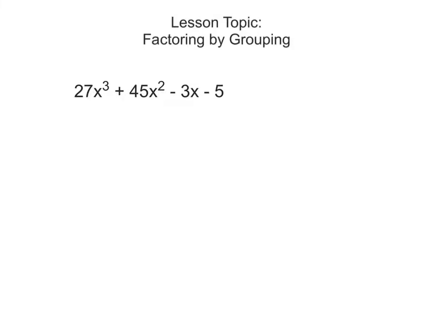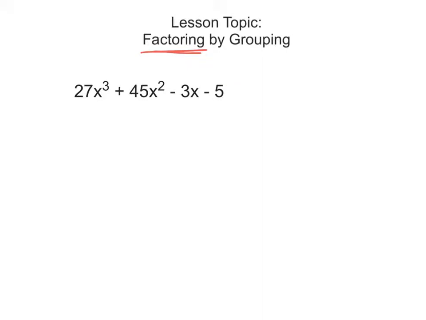All right, so anytime we factor, we need to remember to first look for a GCF. So 27, 45, 3, and 5, those four numerical coefficients and constants do not have a common factor. And then, although we have x's in 3 of our terms, we do not have it in our last term, so we cannot factor out an x either.